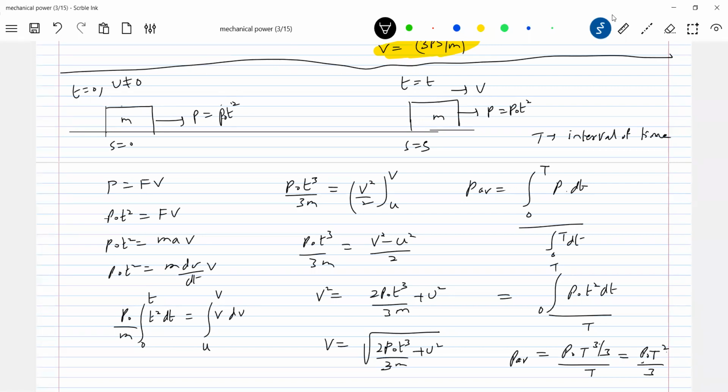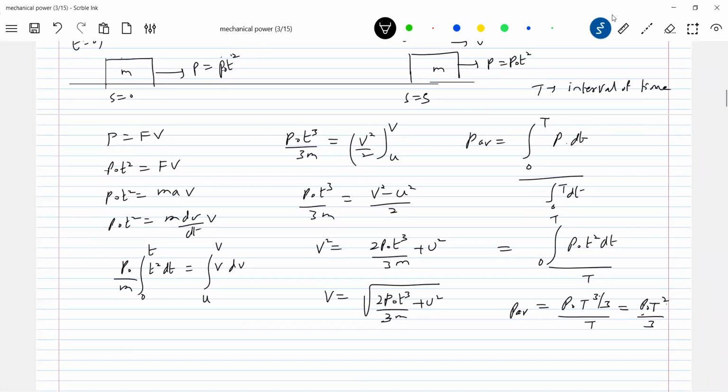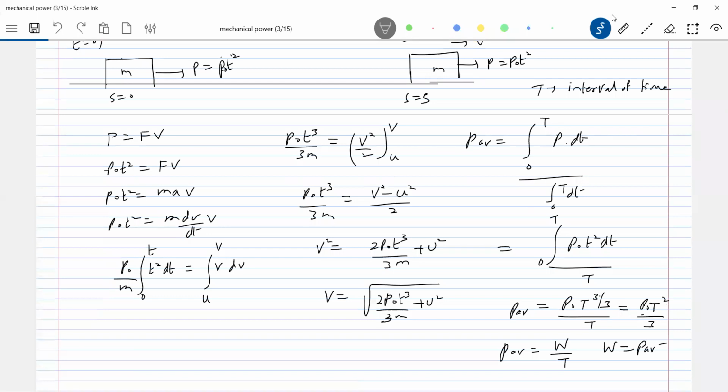Can we calculate the work done by this in an interval of time T? Because what is the basic idea of the average power? Average power, what do we write? Work done by time taken in that interval of time T. That's a basic thing, no? So what is the average power? P naught T square by 3. So work done will be P average into T. So this should be P naught T cube by 3.